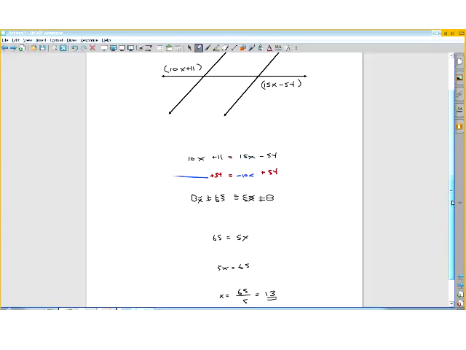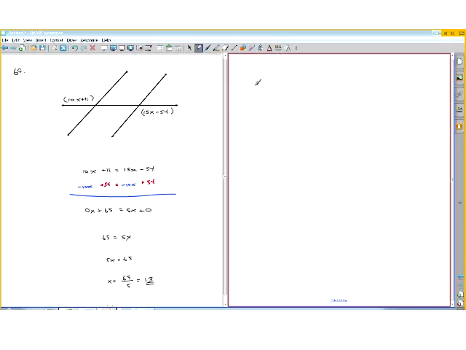Now that's not the angle. We have to go back up and use both of these equations to confirm that we did it correctly. So I think I'm going to add a page and show both the pages here. So theta 1, we're going to call this angle 10x plus 11. So we have 10 times 13 plus 11, which is 130 plus 11, which is 141. Theta 2 is 15x minus 54.